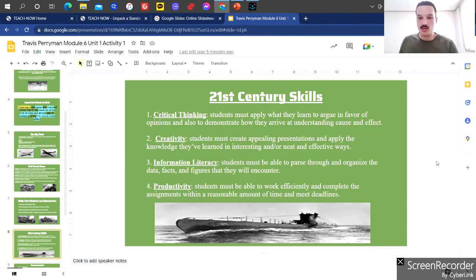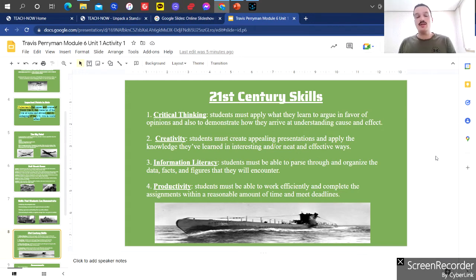And here are the 21st century skills that they can apply. For example, critical thinking. They need to be able to learn, not just learn information, but argue in favor of opinions and demonstrate how they arrive at understanding cause and effect. Creativity, be able to make appealing presentations for their assignments, and I will talk about those later.